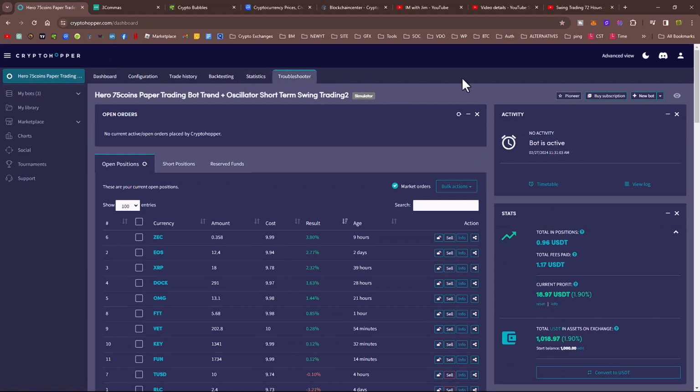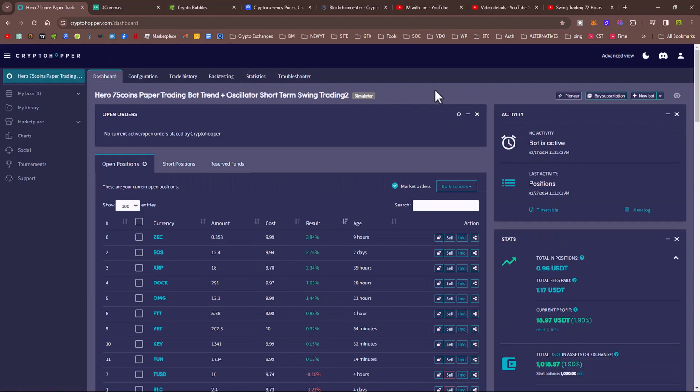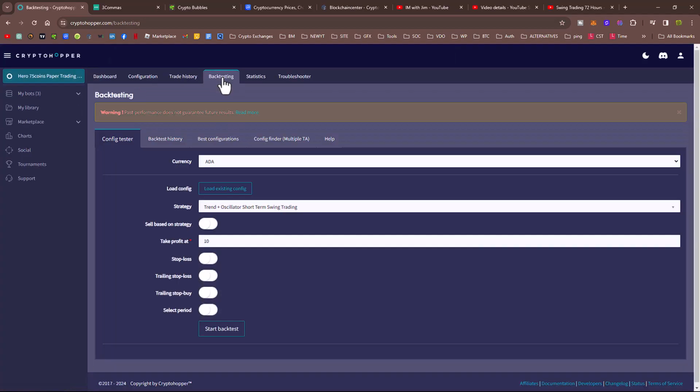Alright, so what do I need to do to set up a new strategy? But first I'm going to go to backtesting. I'm going to backtest a strategy from the marketplace. What I need to do, actually, first I do need to go to the marketplace and I need to look at the strategies.